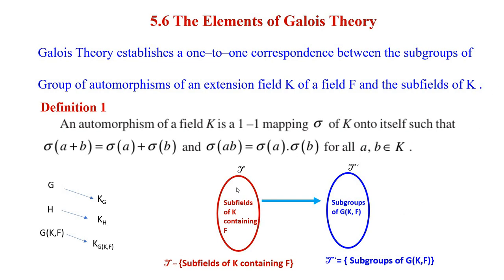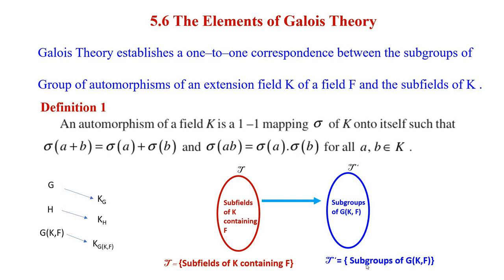So you consider the collection, say tau, which is the subfields of K containing F. You are given an extension field K of F, say. You collect all the subfields of K containing F. So you have tau to be that, and tau prime to be the subgroups of GKF. GKF is yet to be introduced.